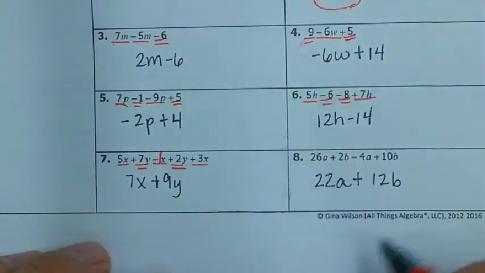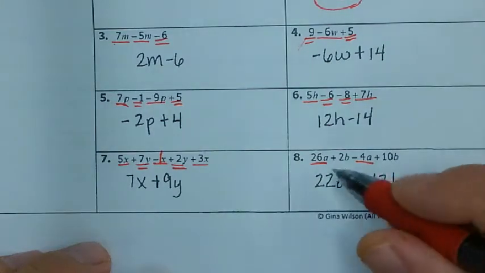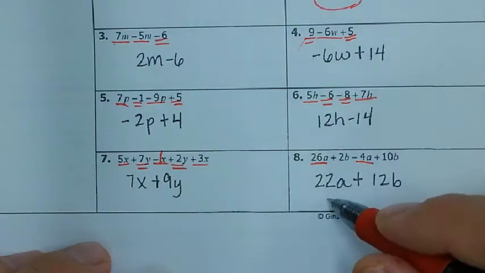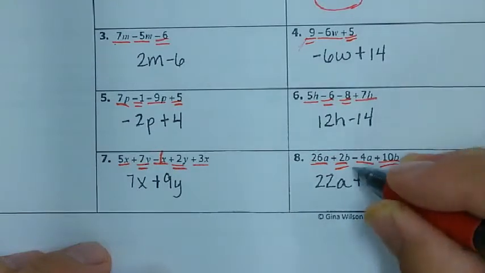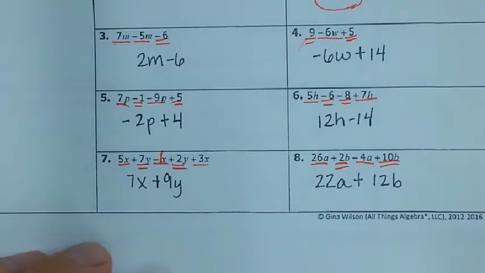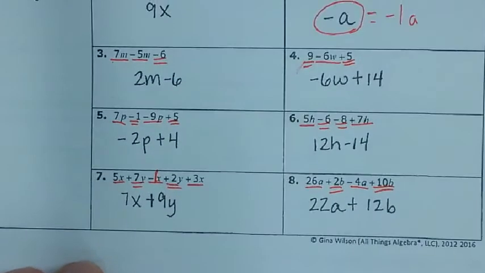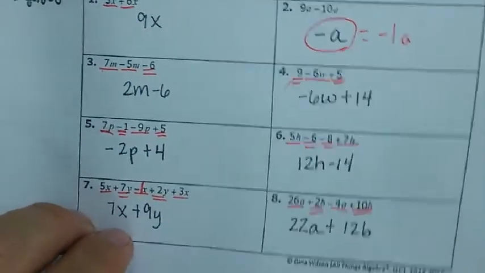And this one we have 26a minus 4a. 26 minus 4 is 22. And then 2b plus 10b. 2 plus 10 is 12. Bring down the b. So it looks weird, but it's really pretty simple. So now let's try some on your own.